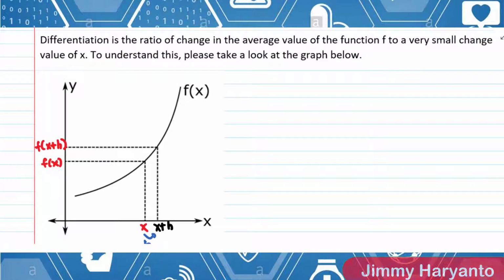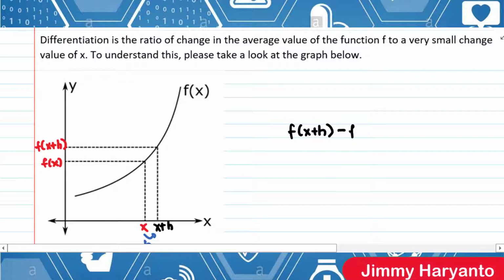And the definition of differentiation is the ratio of change in the value of f. So that means the change of y. The change of y means f(x + h) minus f(x). Ratio means over the change of x. The change of x is x + h minus x, which is h. So this is called differentiation. Okay.